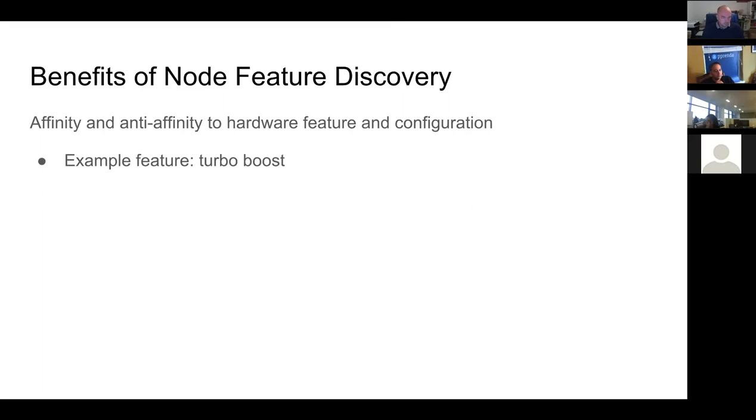In order to show an example, we chose the example feature of Turbo Boost. We'll take two applications, one of which will benefit from Turbo Boost, and the other won't. We can use the labels used by the node feature discovery to run the applications in an efficient fashion.